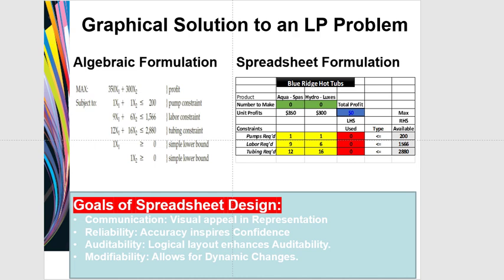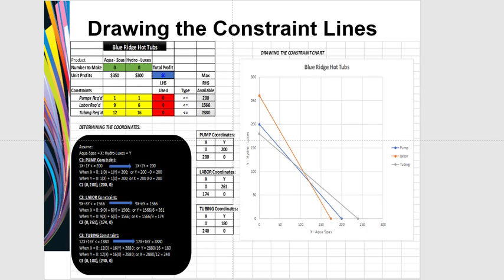In determining the graphical solution to an LP problem, the first thing you need to do is draw a graph like this, which we'll do, showing the constraint lines, right? For you to draw these constraint lines, here is the LP formulation, where we translated the algebraic formulation into a spreadsheet model.